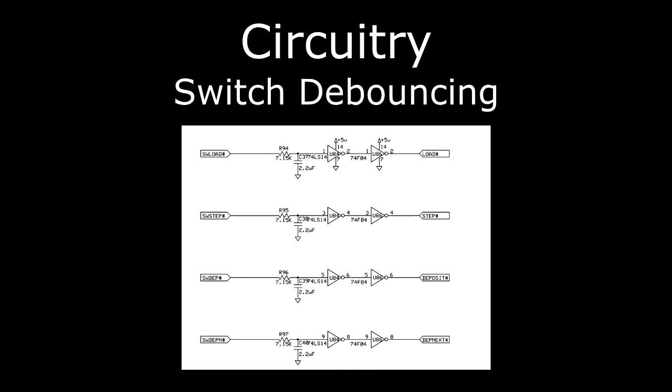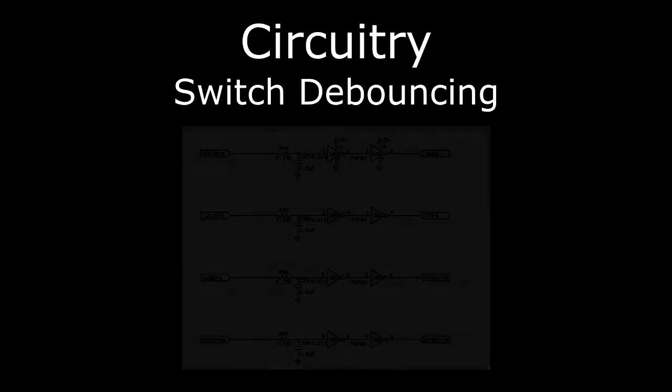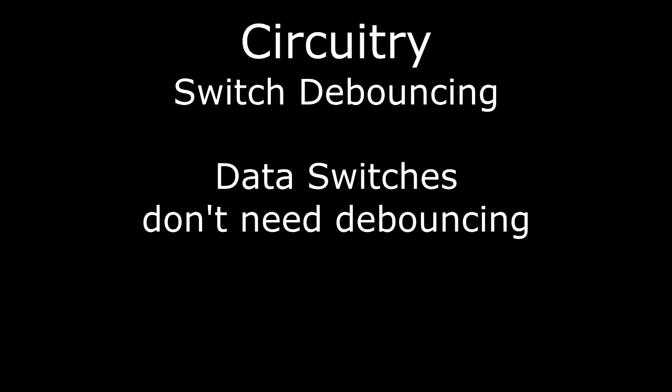Now, the control switches have to be debounced, and that is accomplished by an RC low-pass filter going through a Schmitt trigger. And could you do debouncing in the microcode itself? Well, possibly, but this is so simple. The data switches don't need to be debounced.